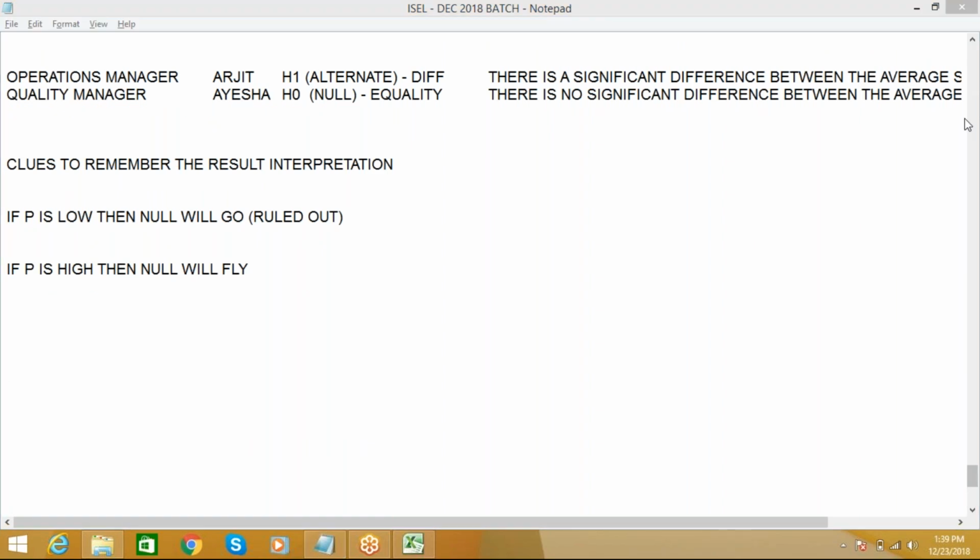Now, next, I wanted to do a small concept which remains under the test of hypothesis. Just give me 1 minute. I'll go to my Excel sheet. Now, the next concept is about the confidence level. I told you that these tools work on probability, because we are just taking a sample over here. So what do you understand by the confidence level?